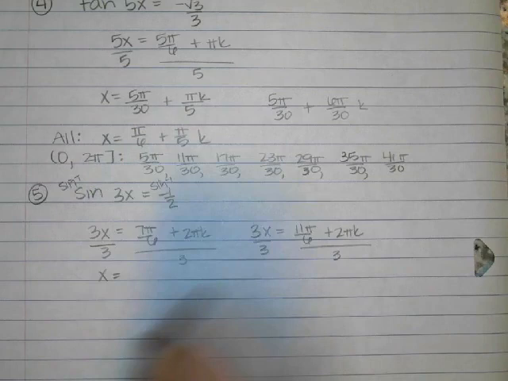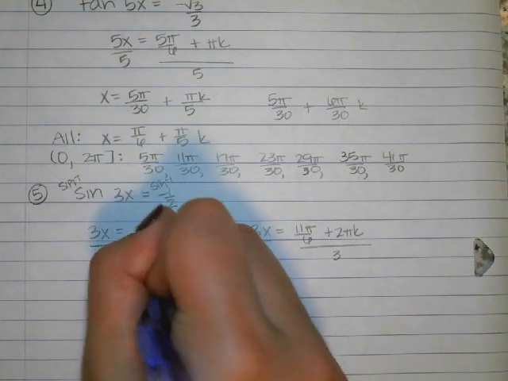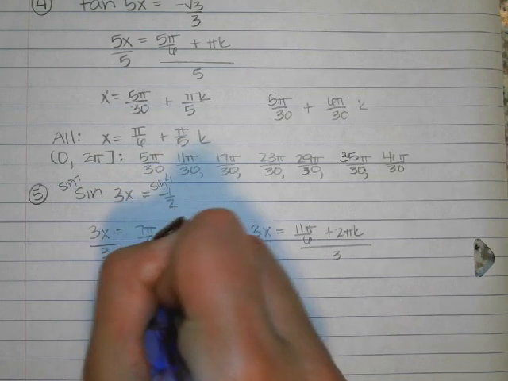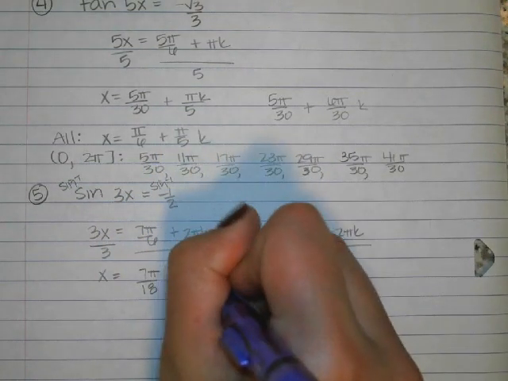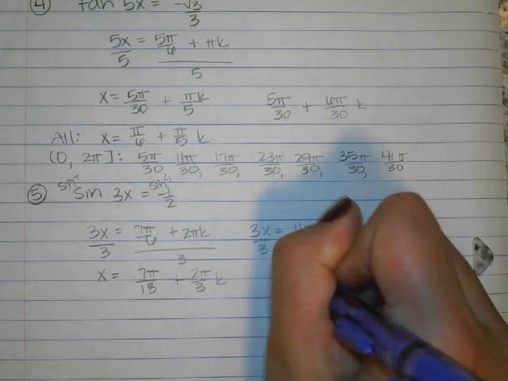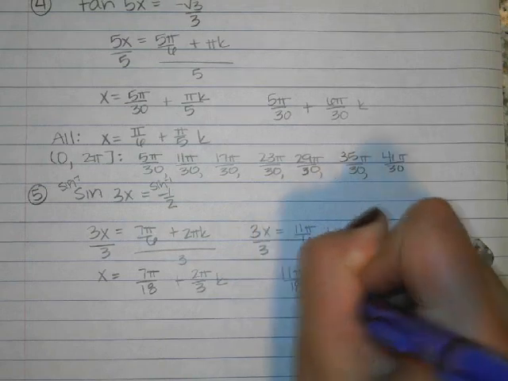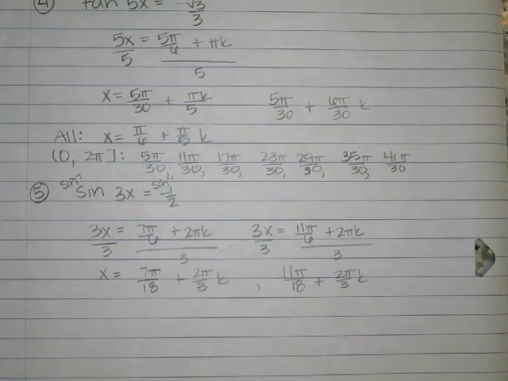So x equals 7 pi over 18 plus 2 pi over 3, and 11 pi over 18 plus 2 pi over 3. Okay. So this would be my all solutions answer.